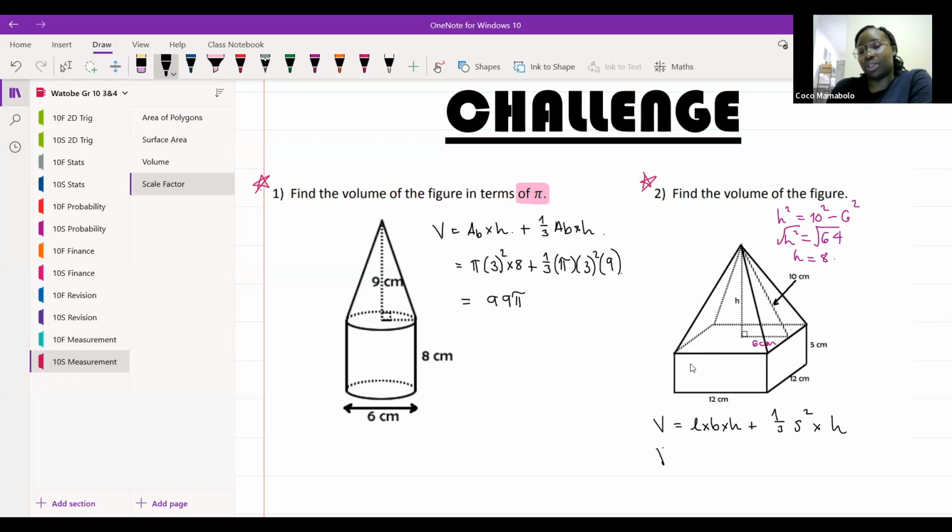Okay, so let's talk about the volume. The volume is going to be 12 times 12 times 5 plus a third multiplied by 12 all squared multiplied by 8. Pop your answer in the chat if you do have one for me. Anybody got an answer for me?